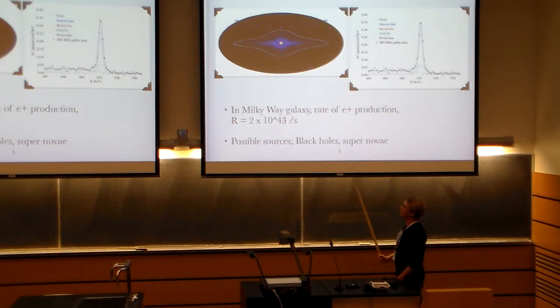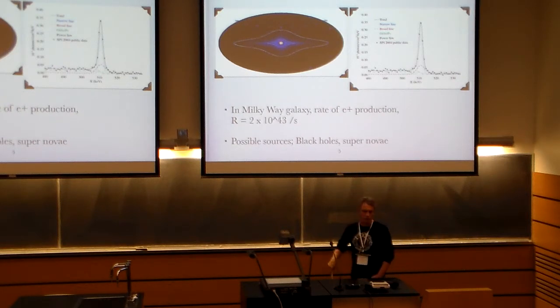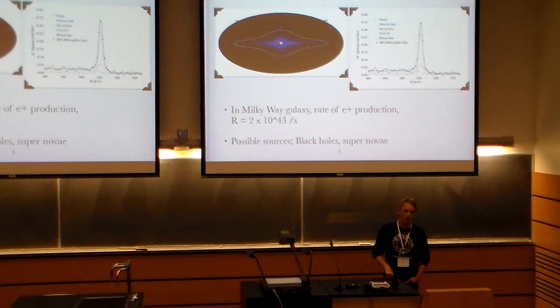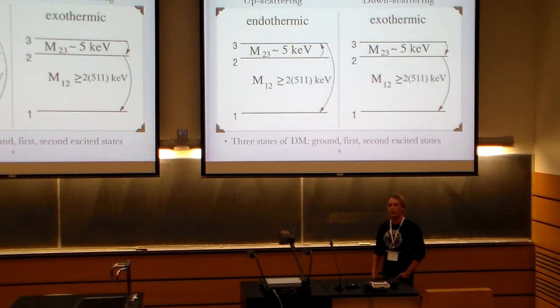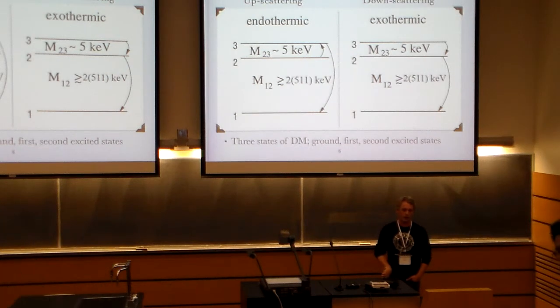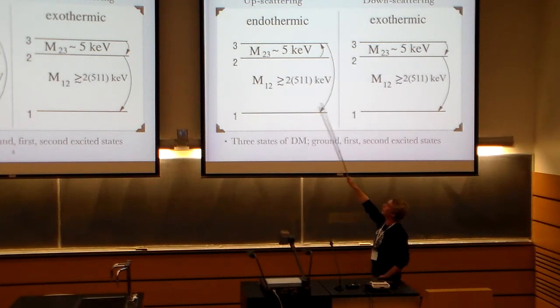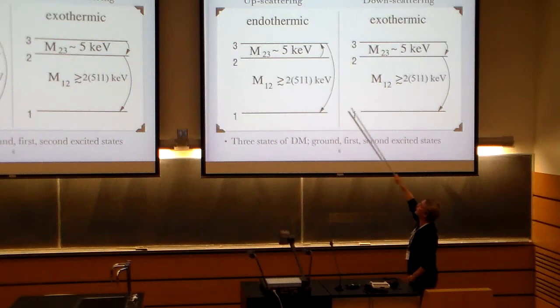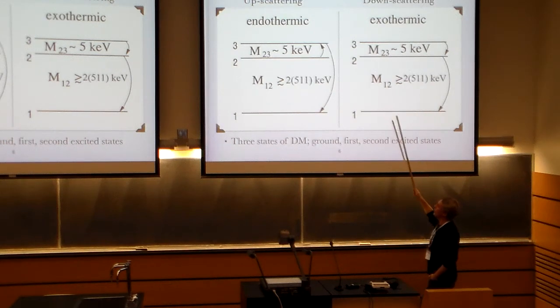So there are some possible sources, black holes, supernovae, stuff like that. But the purpose of my project was to try and explain this with dark matter. So I'm going to go over what my model, or our model, was. We worked with the scattering model of dark matter. Essentially, you've got two cases, up scattering and down scattering. Don't worry too much about the up scattering. I focus more on the down scattering.